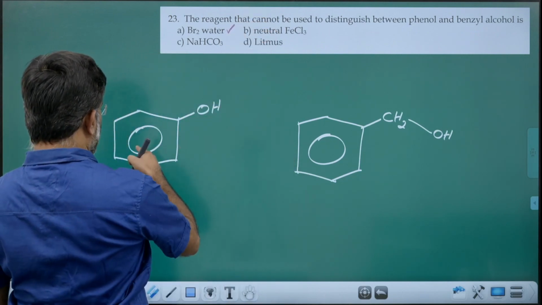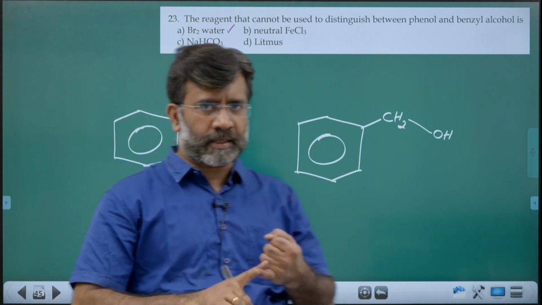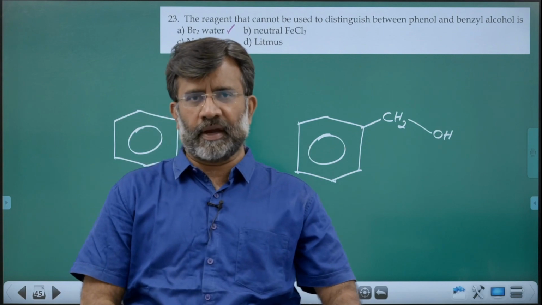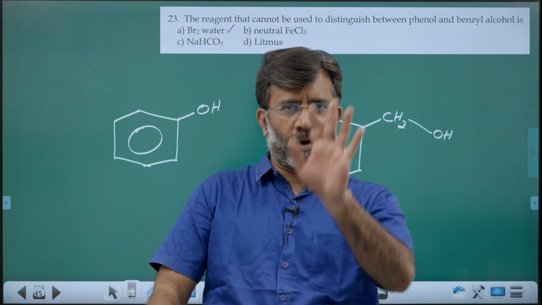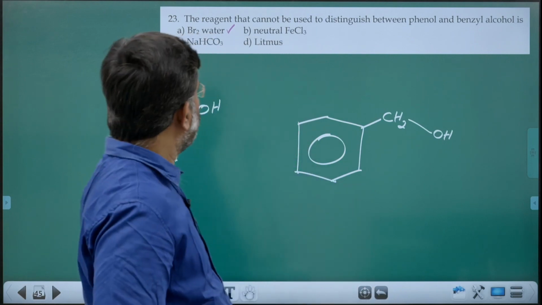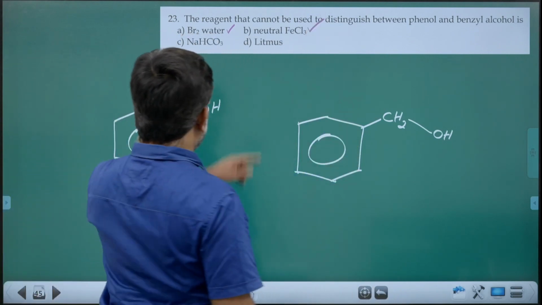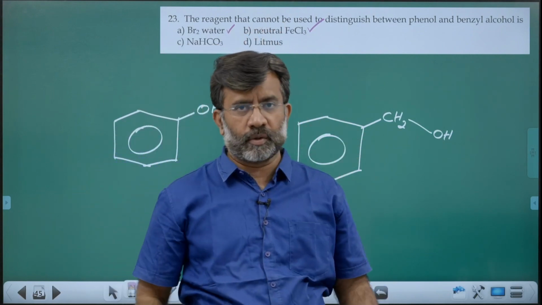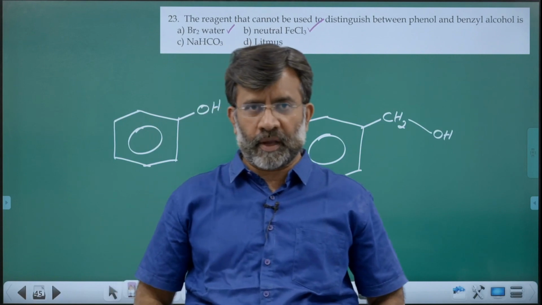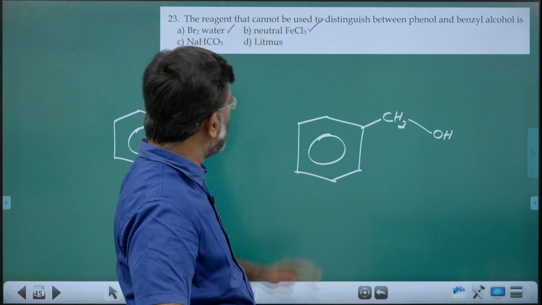How? Phenol will give the test, this will not. Phenol will react with bromine water, giving a white precipitate of 2,4,6 tribromophenol, not the other one. Neutral ferric chloride, yes, this can be used. Neutral ferric chloride will form a complex with the phenol, not with the alcohol. This is alcohol.